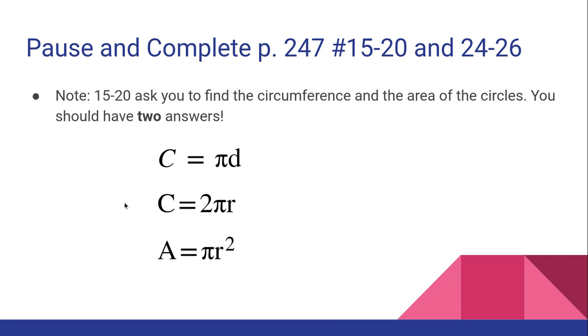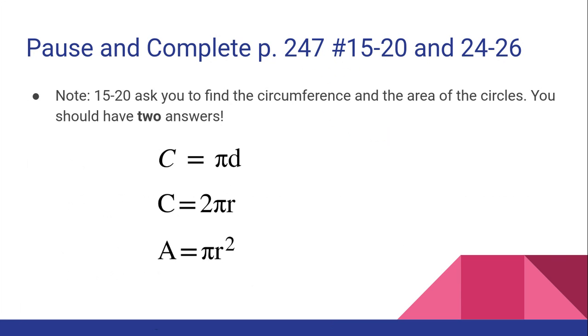So quick review, circumference means the distance around the circle. There are 2 formulas for that: either pi times diameter, or if you're given the radius, we multiply that radius times 2. So we do 2 times pi times radius. And then the area is pi times radius squared.